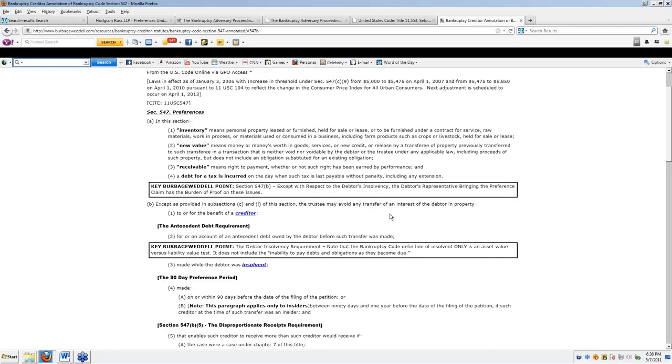So the trustee may void the entire transfer. The entire loan. To and for the benefit of a creditor. That's not a holder. And it says that when you endorsed it and before it was transferred, there was an antecedent debt owed by the debtor before the transfer was made.